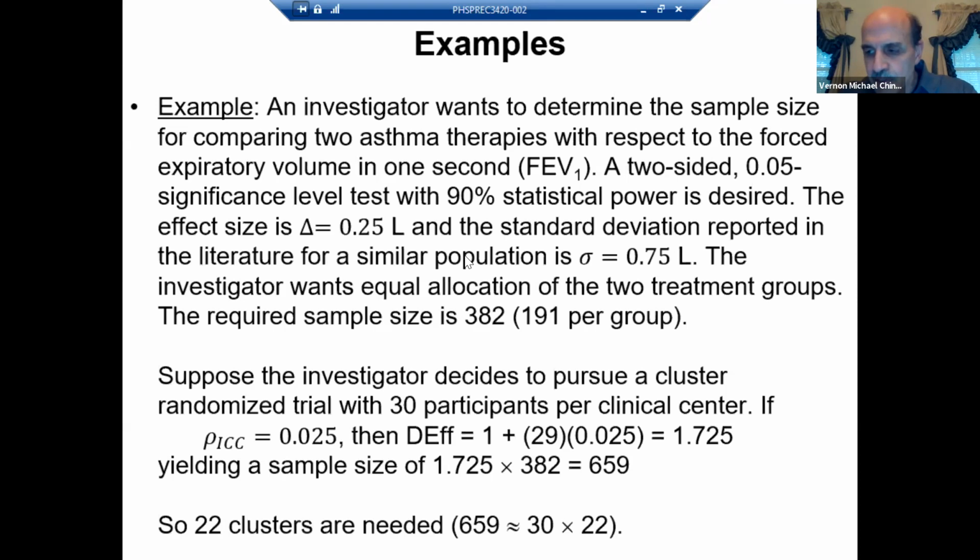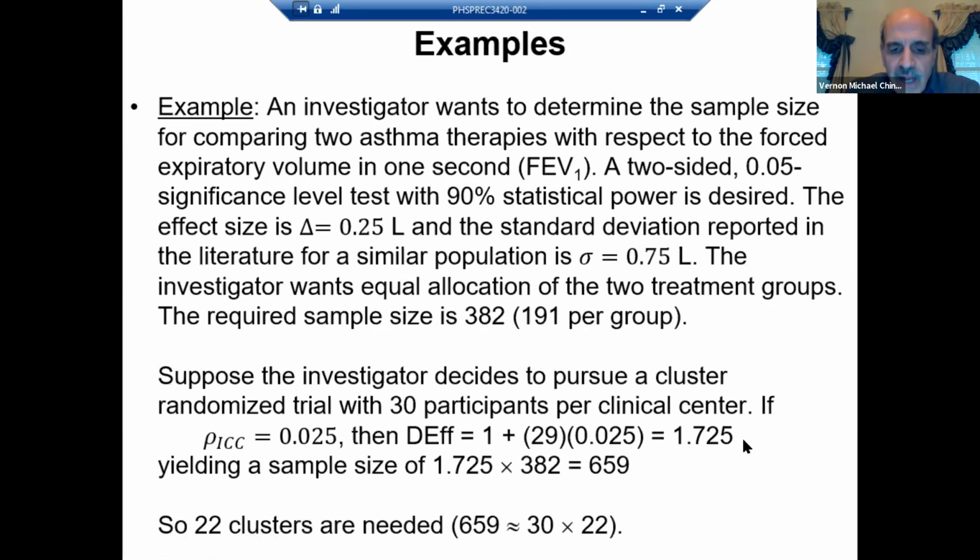Let's assume we had some data or some prior information, and we came to the assumption that our intra-class correlation would be 0.025. So what is our design effect? Well, again, it's 1 plus M, and M in this case is 30 participants per clinical center. So that would be 1 plus 29 times the intra-class correlation coefficient, which we're assuming is 0.025. So our design effect is 1.725.